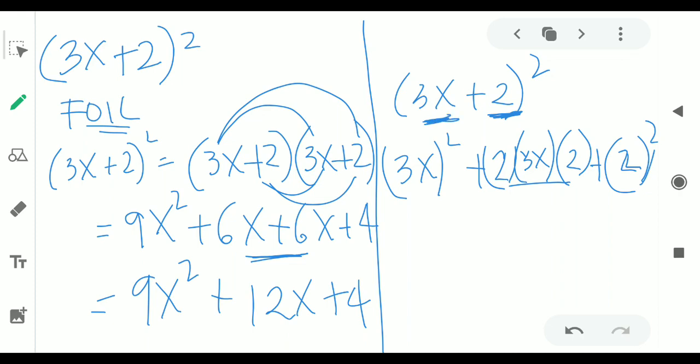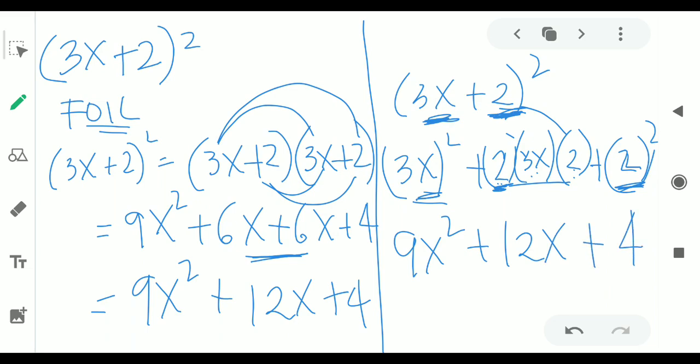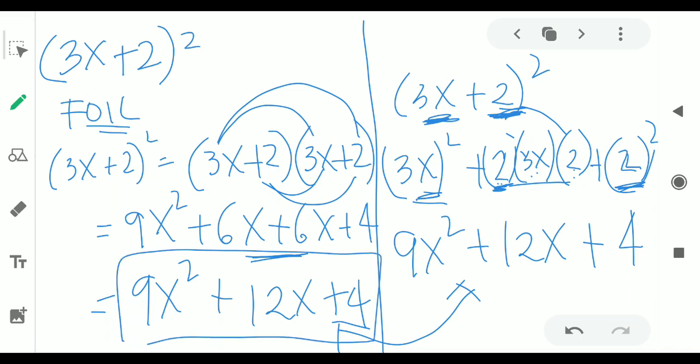Okay, again, square the first term, square the last term, and the middle term is 2 times the first term times the last term, which is 2. Simplify. 3x squared, that's 9x squared. 2 times 3x times 2. 2 times 3x is 6x. Times 2, that's 12x. And 2 squared is 4. So whether you use the FOIL method or squaring of a binomial, you will still get the same answer. So we have 9x squared plus 12x plus 4.